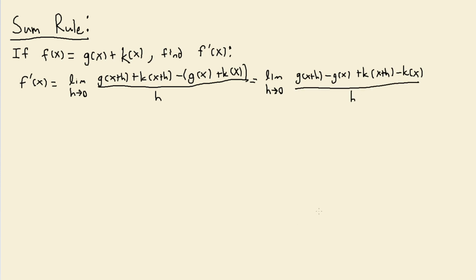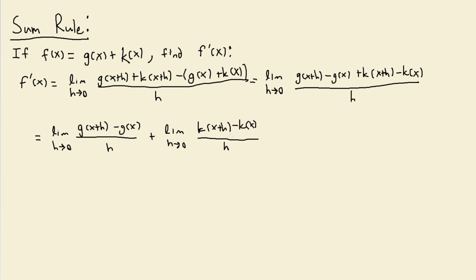And we know, based off of our limit properties, that the limit as h approaches 0 of the sum of 2 functions is equal to the limit of each of those functions added together. I have a whole hour-long video on limit properties, so if you're curious how we prove that, you can take a look at that video. But basically, this is equal to the limit as h approaches 0 of g of x plus h minus g of x over h plus the limit as h approaches 0 of k of x plus h minus k of x, all of that over h.